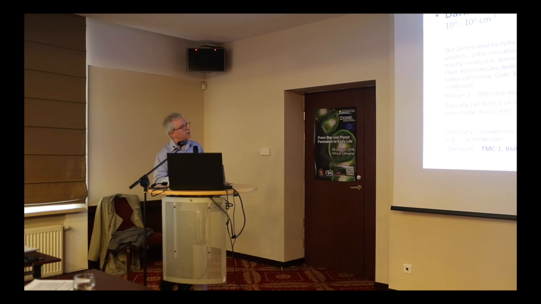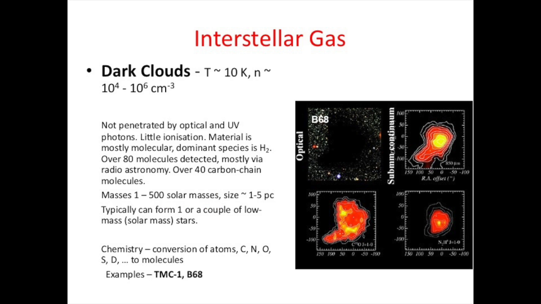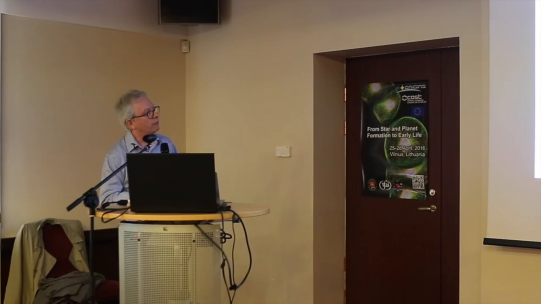Flores also showed you these pictures of a dark cloud, B68, seen in different lines in the dust, and also CO and N2H+. In these dark clouds, this is where these carbon chain molecules dominate. So in these clouds, where the temperatures are around 10 degrees Kelvin and hydrogen densities are on the order of 10 to the 4 to 10 to the 6, we have no ultraviolet photons. Chemistry is driven by cosmic ray ionization of molecular hydrogen and helium, and this very rich chemistry, which dominates in forming carbon chains, occurs.